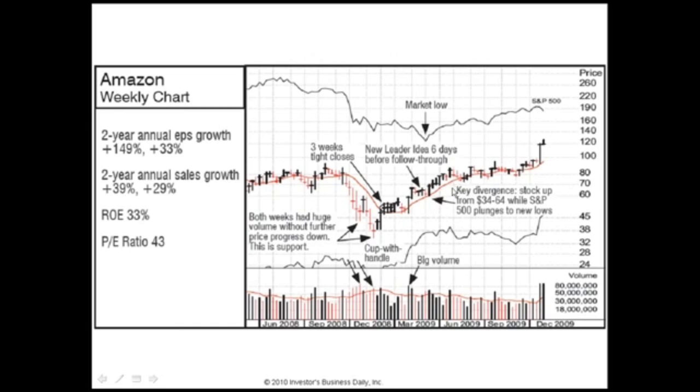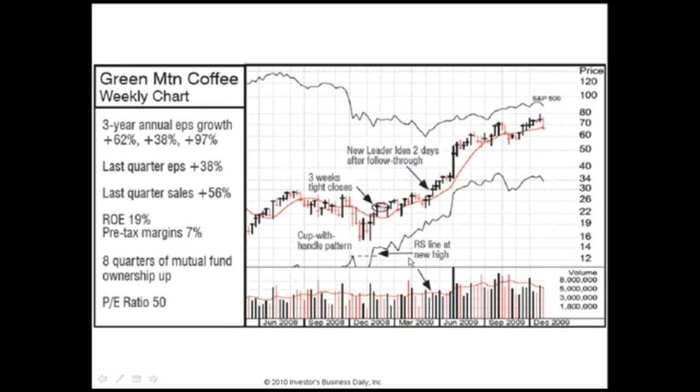So that was a stock that was picked up actually 6 days before the actual follow-through, but we had plenty of evidence that was telling us. And notice the relative strength, again, goes into new high ground way before the stock, so it's bucking the rest of the market. Let's see what else we've got besides Amazon.